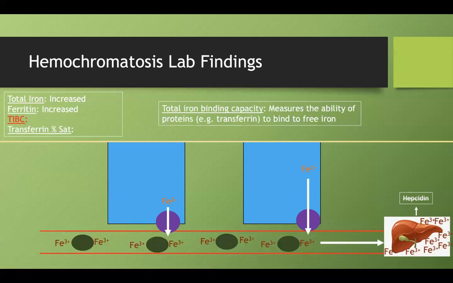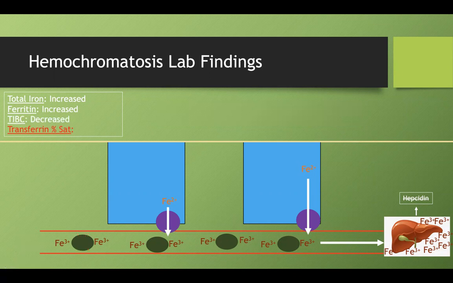Your total iron binding capacity measures your ability of proteins like transferrin to bind free iron. So it's their capacity to bind free iron. Notice, though, that in a condition that has a ton of iron in your blood, that'll basically saturate all of your transferrin molecules. So your ability to bind additional free iron molecules is going to be decreased, because most of the sites that this transferrin has are already bound by a ferric form of iron. So your TIBC in this case will be decreased, because these free ferric molecules don't have an ability to bind to these saturated transferrin molecules.